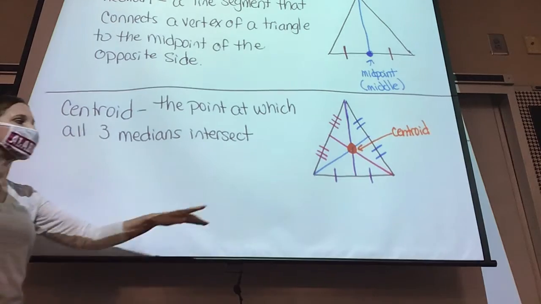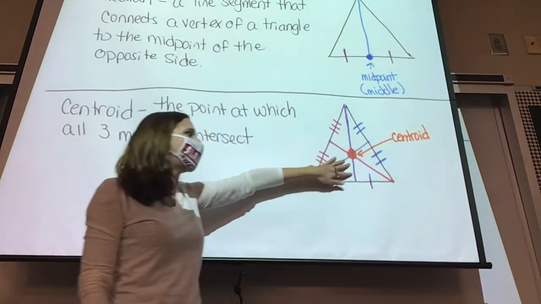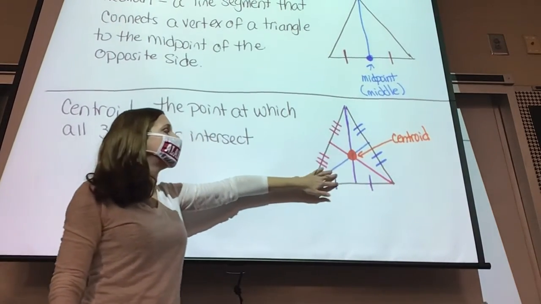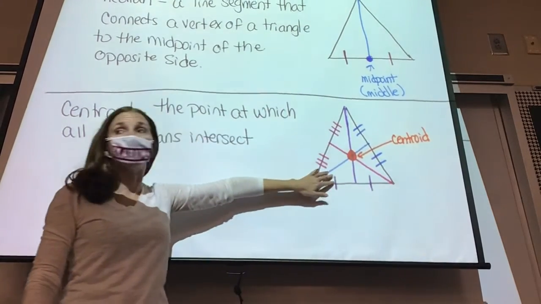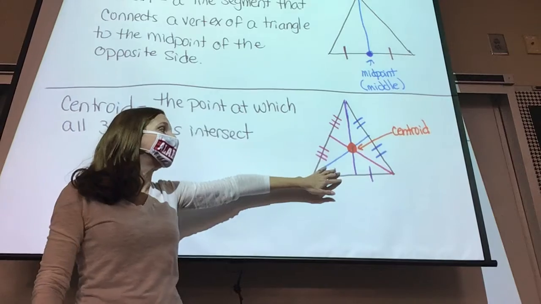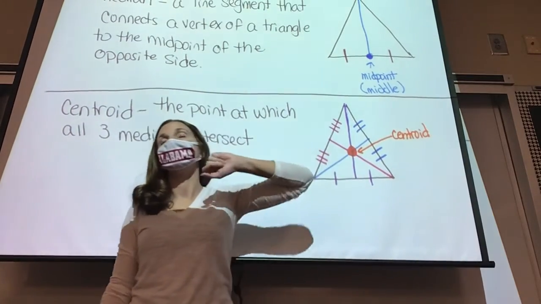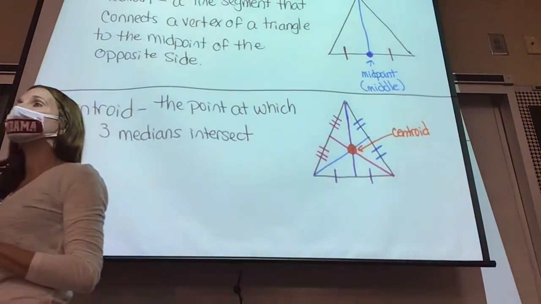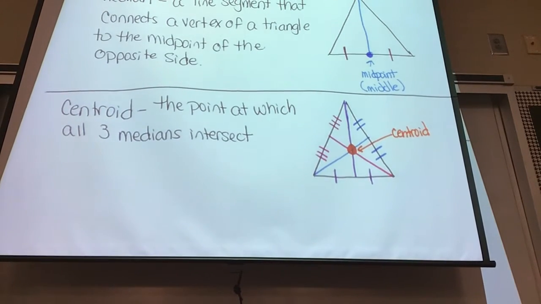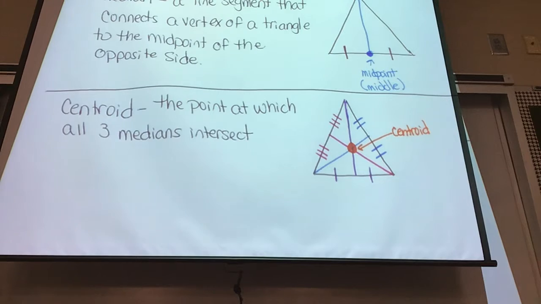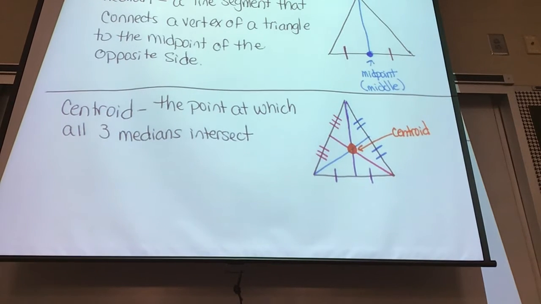Now, this is mainly what we're going to deal with today. Ours are going to be dealing with either 2 or 3 medians. You are going to have the centroid, and your job is going to be to find some missing pieces. So if I tell you some of the triangle, can you find other pieces? That's what's going to happen.